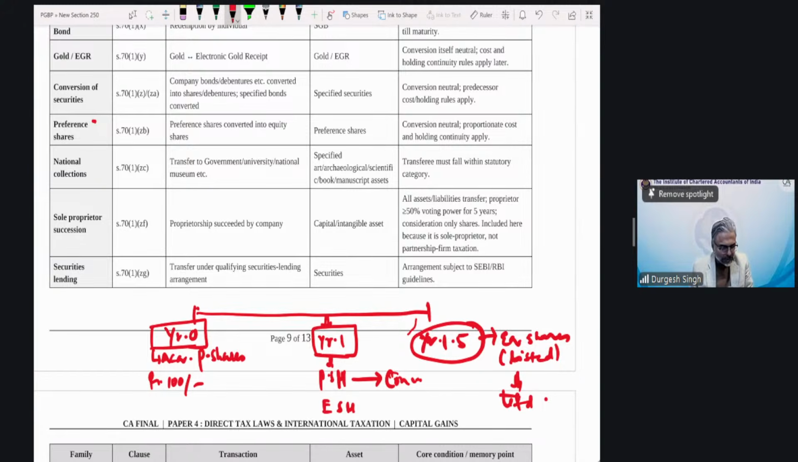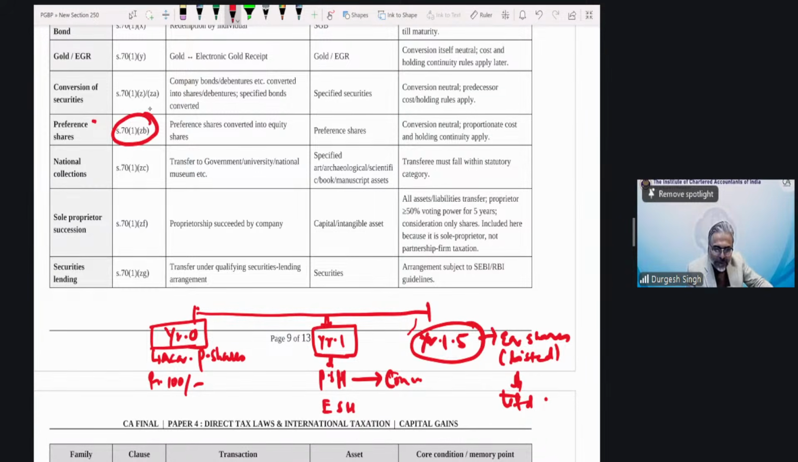So students, now the question to all of you is this. What is the question? The question is that, first, what is the conversion of the preference into equity shareholding? Is it a taxable transfer or not, is my question to all of you. Conversion of preference to equity, in that context.